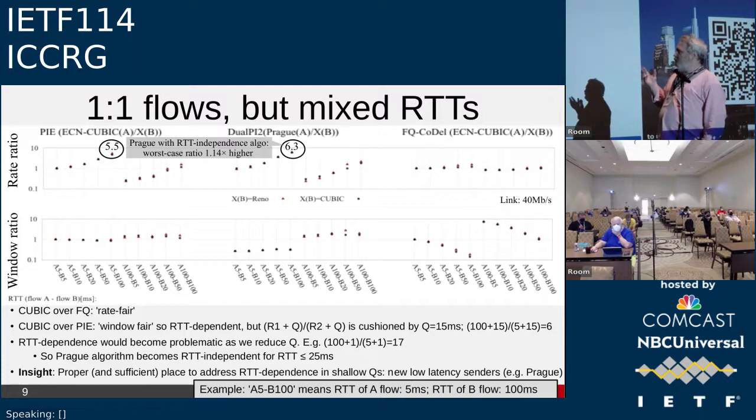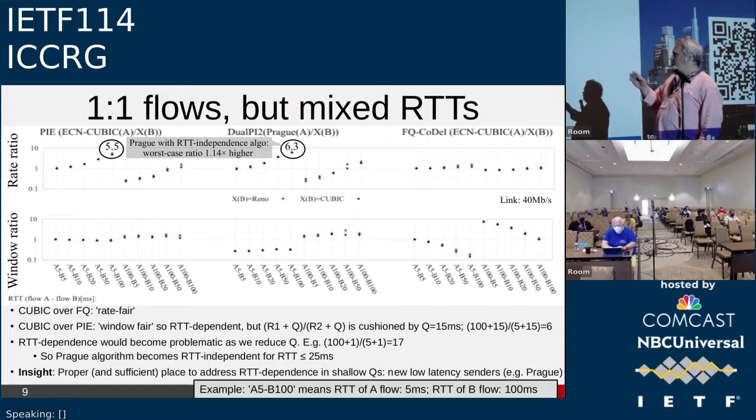So this one is now with mixed round trip time flows, which has been a point of contention with the dual Q algorithm. So we solved this using an RTT independence approach within TCP Prague. And here, just to explain the plots, again, you've got A number, B number, and this time the numbers represent different round trip times, if you look at the key at the bottom. So something like A5, B100 means 5 milliseconds versus 100 milliseconds.